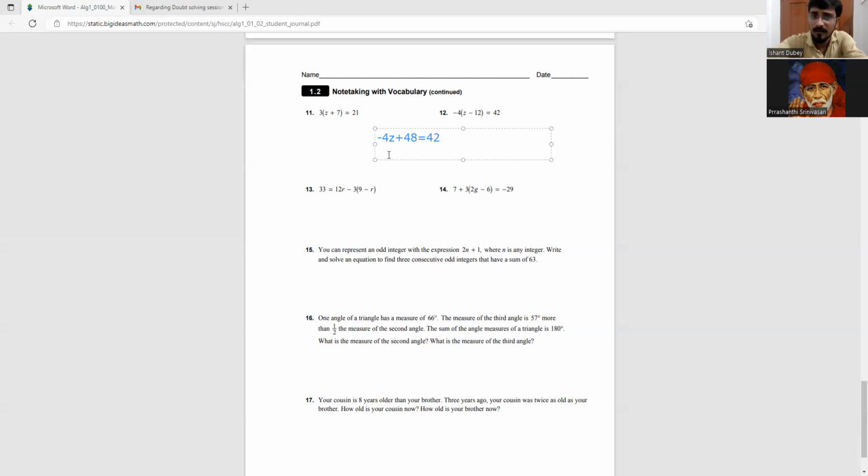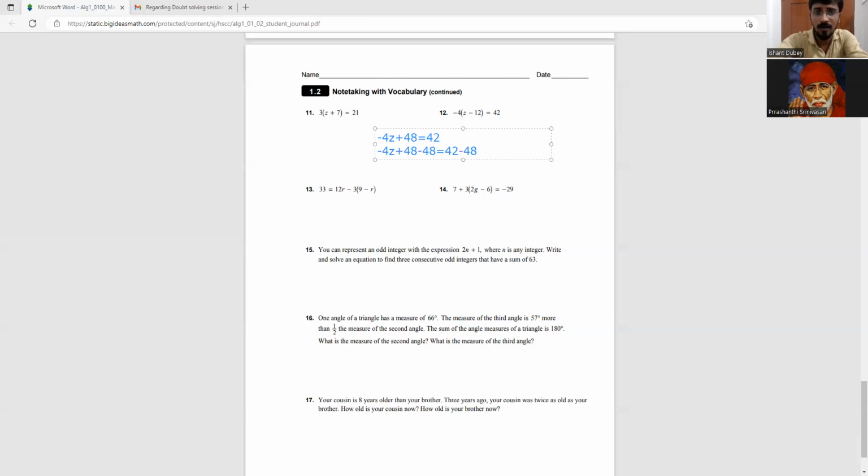Then what we have to do as a next step? Next step is to subtract 48. Why we have to subtract? To make it zero. Because I want only the variable on one side and the constant on the other side. So minus 4z plus 48, you have to subtract 48. Equal to 42. Here also you have to subtract 48.